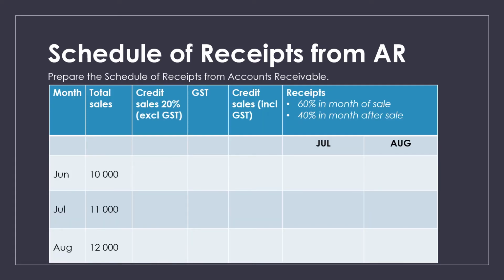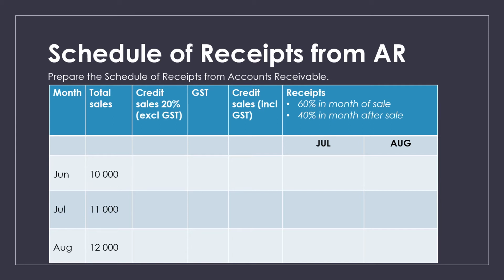This is how a schedule of receipts from accounts receivable looks like. First, we list the months with the corresponding sales amounts that we are told. In this case here, in the month of June, we had sales of $10,000. For July, the budgeted sales was $11,000, and for August, the budgeted sales was $12,000.